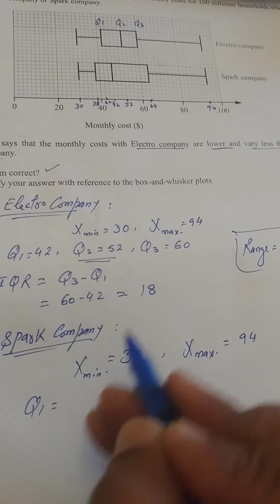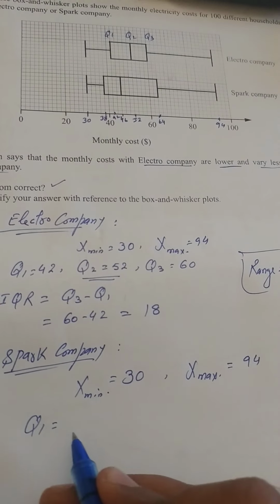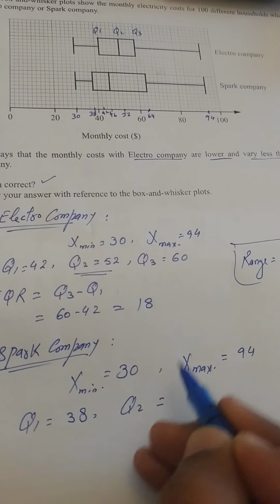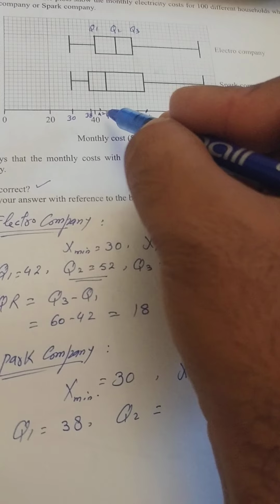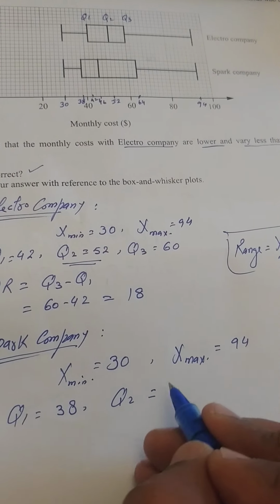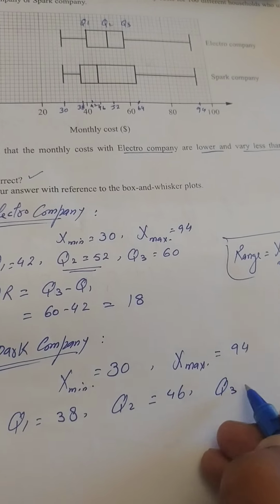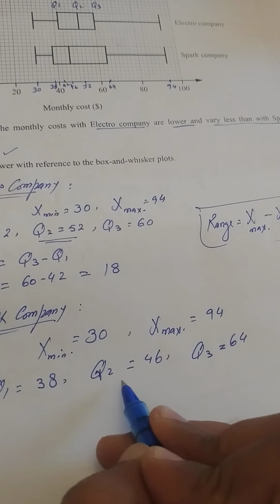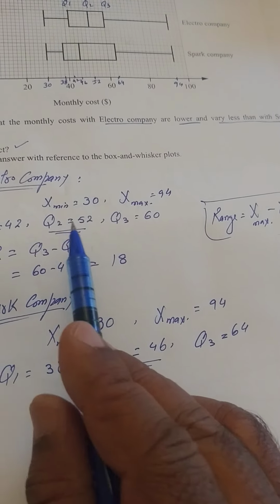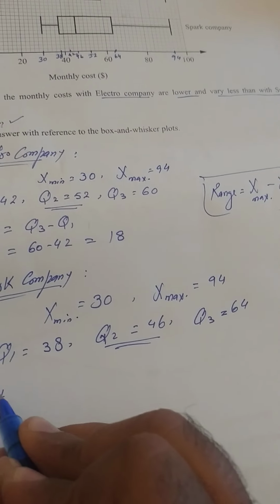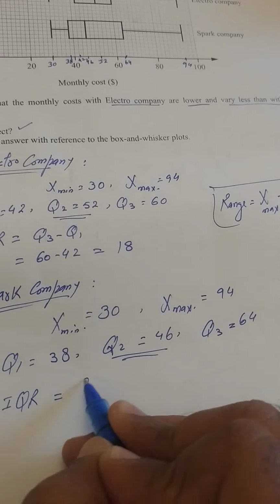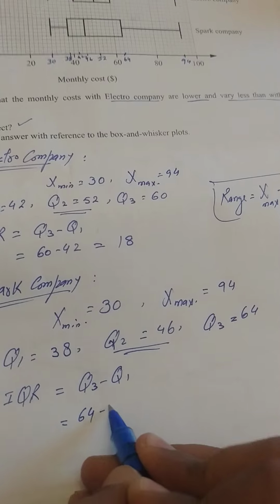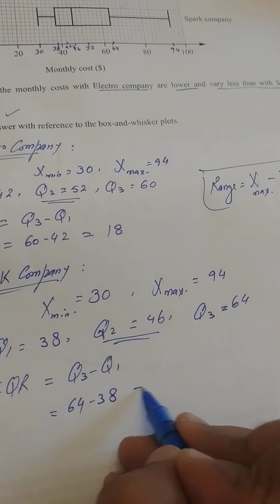Q1 for this is given to be 38. Q2, the median here, is 46, and Q3 is going to be 64. So you can see the Spark median is bigger than the Electro company median. Let's see IQR. Again the rule, Q3 minus Q1, upper quartile minus lower quartile, 64 minus 38, that goes to be 26.